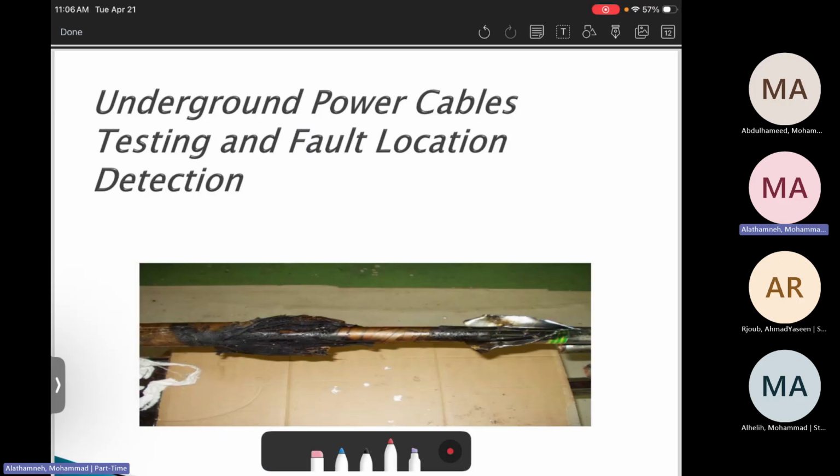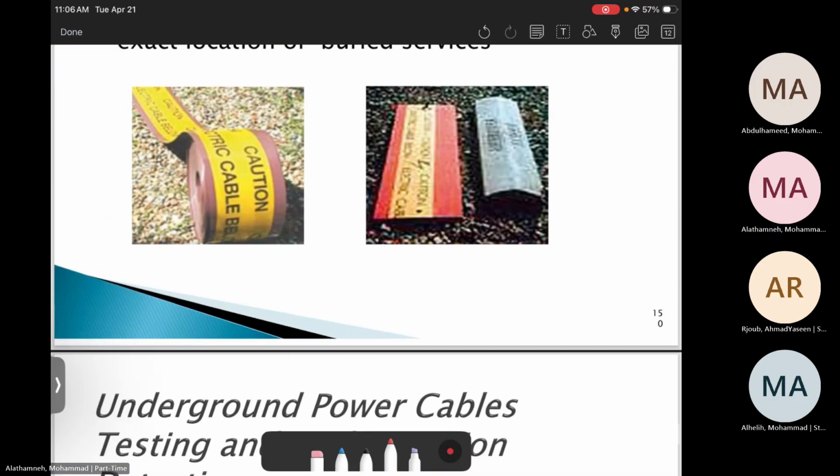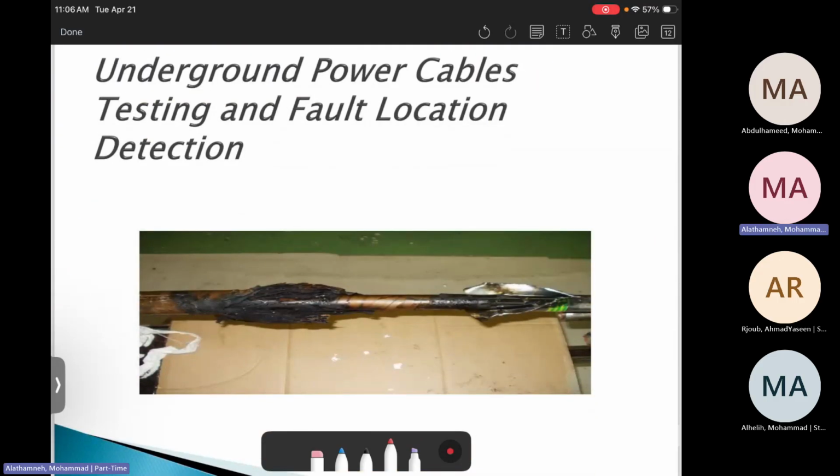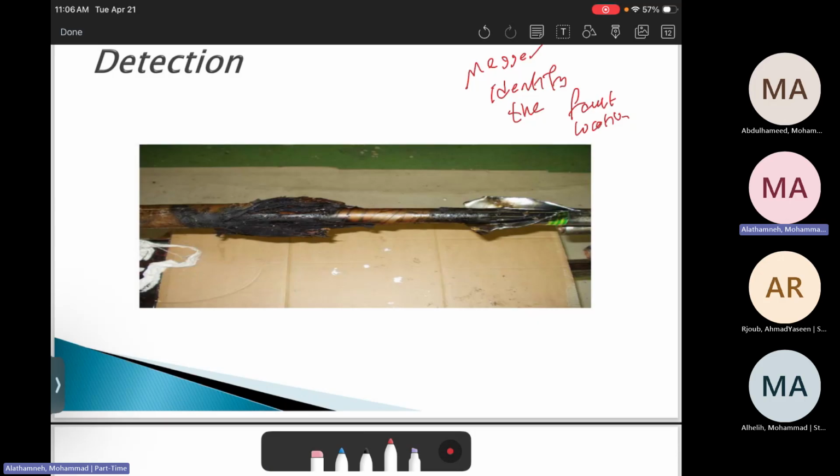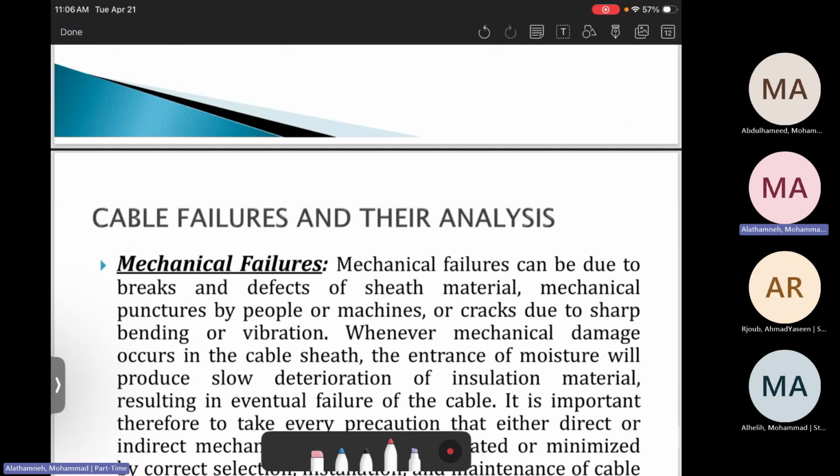In underground cables testing and fault location detection, as we said before, there's a device called Megger that can be used to identify the fault location. Now let's talk a little bit about some testing devices that are used nowadays to identify the fault location. Here's an example of a fault location. You see how the insulation material has melted, and the conductor too. There was a short circuit going on here, which caused this damage.